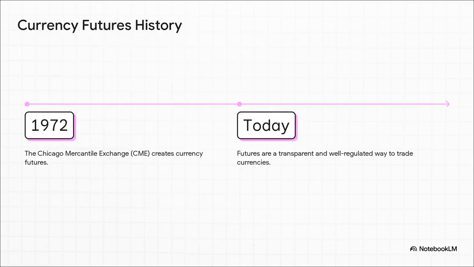And, just for a little bit of fun context, these things aren't new, not at all. Currency futures were actually created way back in 1972 at the Chicago Mercantile Exchange. Yep, while everyone else was out there rocking bell-bottoms and platform boots, these guys were inventing modern currency trading.